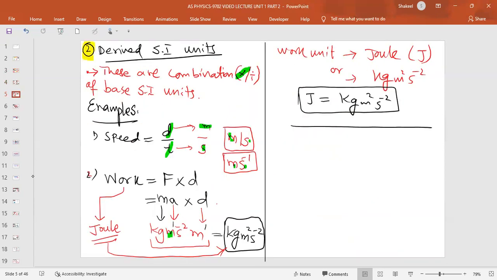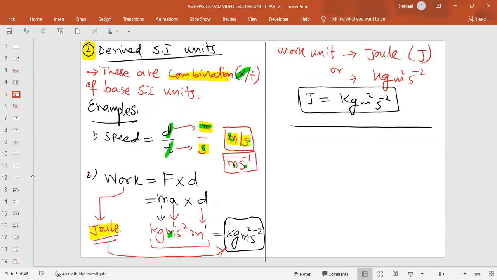If we talk about the derived SI units, these are actually combinations of SI base units. So for example, speed is distance over time, and distance has a unit of meter and time has a unit of second. So it means that the unit of speed is meter per second. So this is the derived unit.